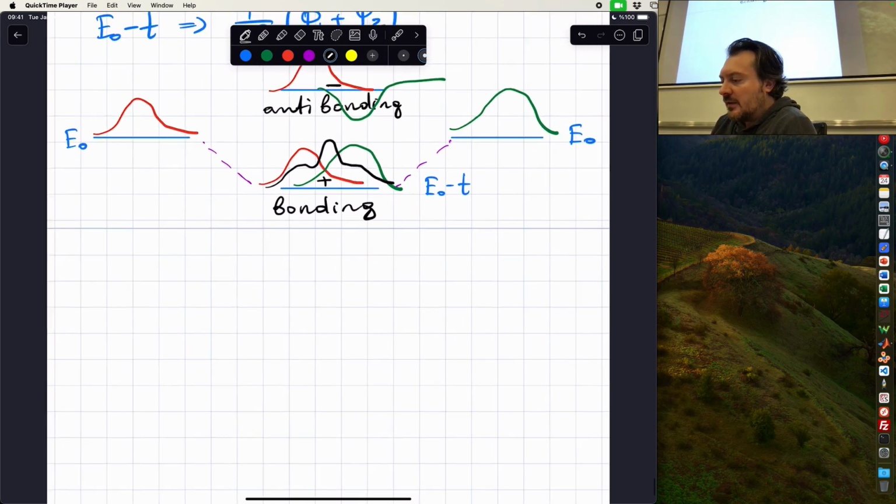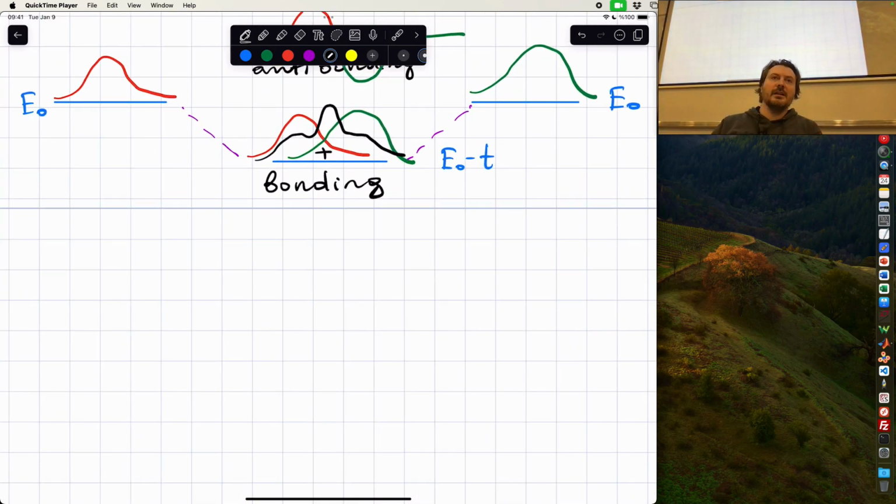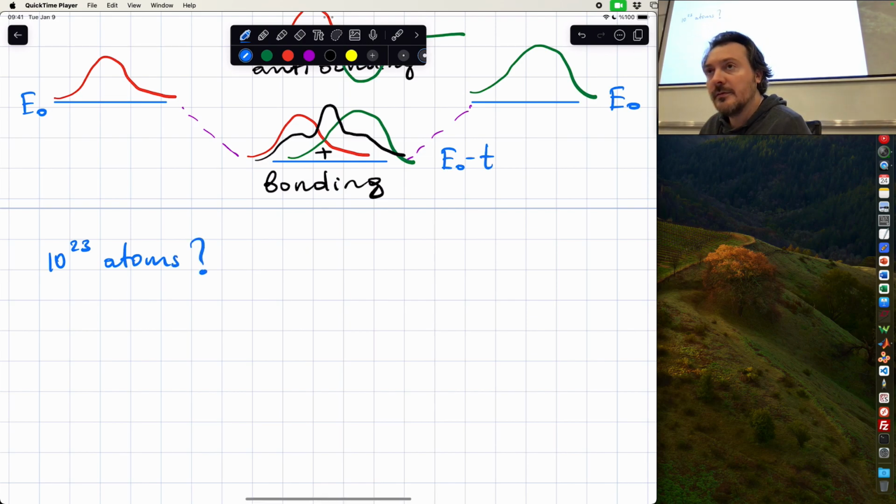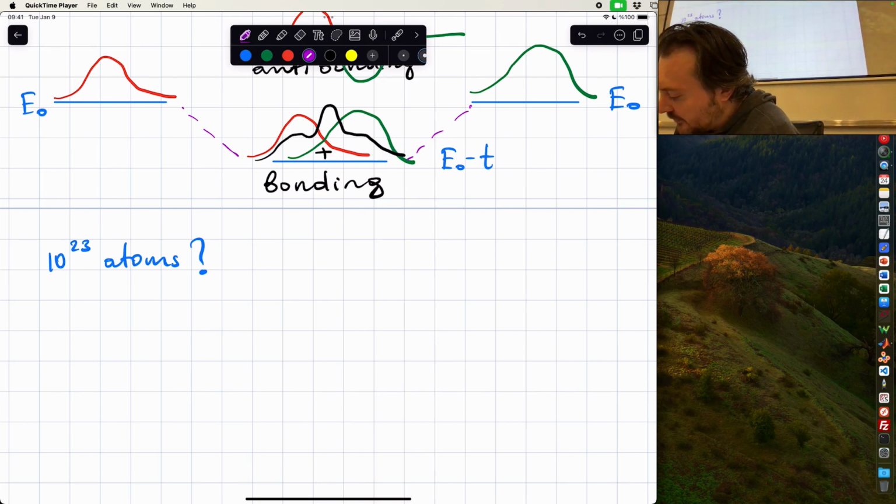So what we have seen is how to deal with the electronic structure of molecules, right? And this is the simplest idea that I can tell you. But what if you have 10 to the 23 atoms? How do you deal with that? Sometimes it's easier to deal with 10 to the 23 atoms than with 5 atoms. Okay? Believe it or not. Especially if those 10 to the 23 atoms are arranged in a crystal.